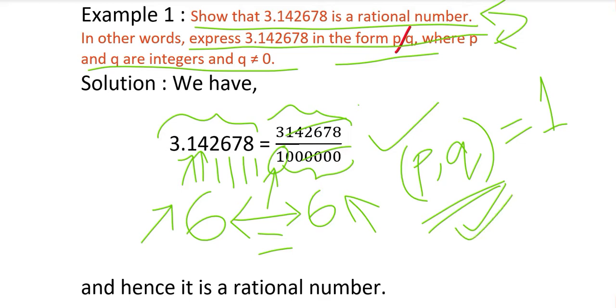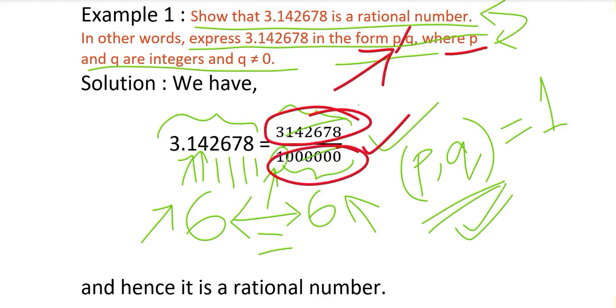Now forget about that currently, because here the question is only to write it in the form of p by q. We have written it in the form of p by q, where p is an integer, q is also an integer, and q is not equal to 0. This is equal to almost 10 lakh. Anyway, now let's go for the next question.